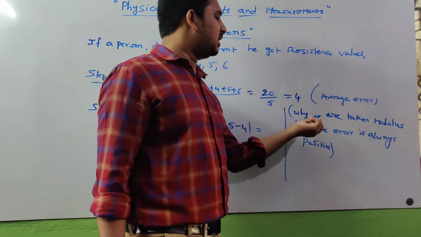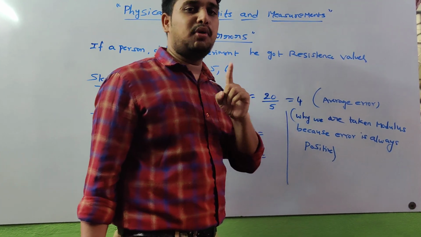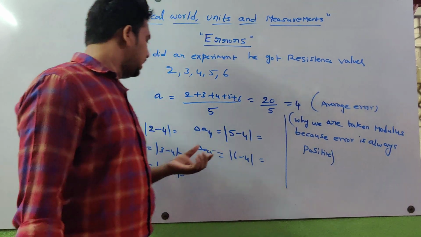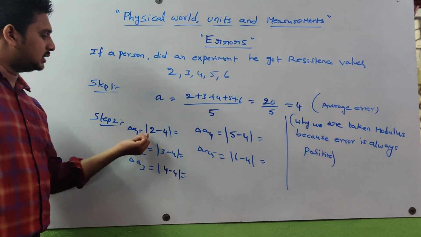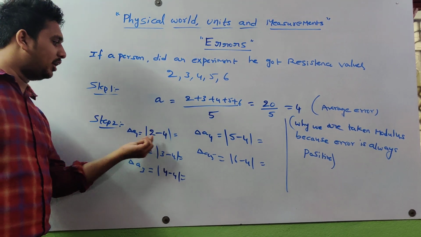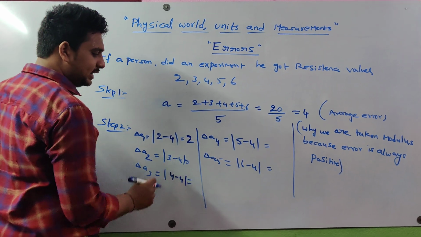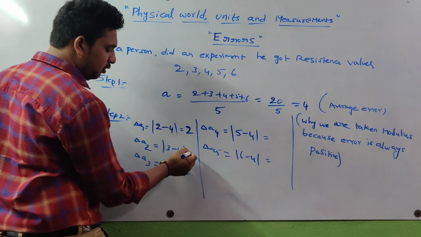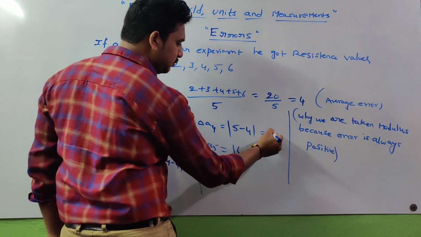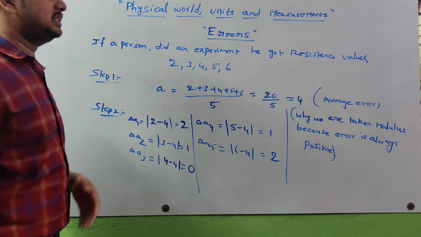We can't take negative values here. So this is very important, students. Error is always measured as positive. That's why we are taking the modulus here: 2 minus 4 gives minus 2, but taking the modulus means 2. So 3 minus 4, we get modulus value 1. 4 minus 4 is 0, 5 minus 4 is 1, 6 minus 4 is 2. So this is the second step.